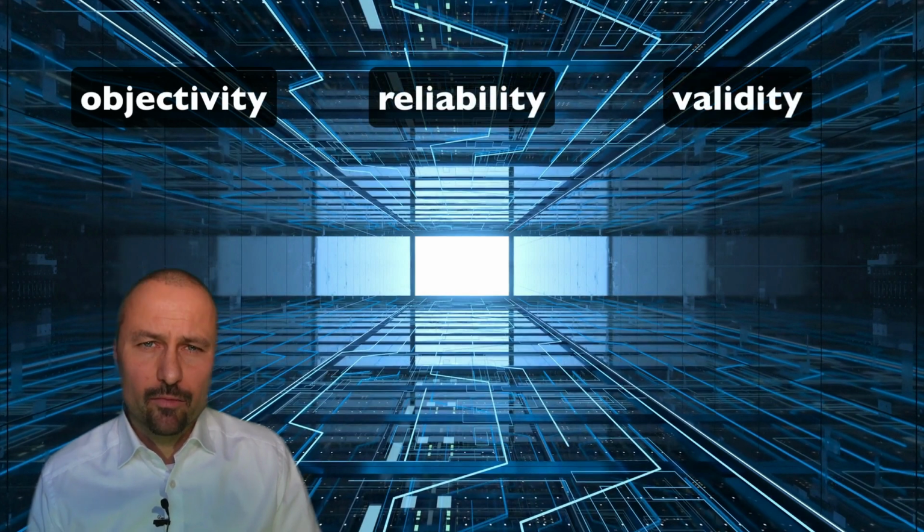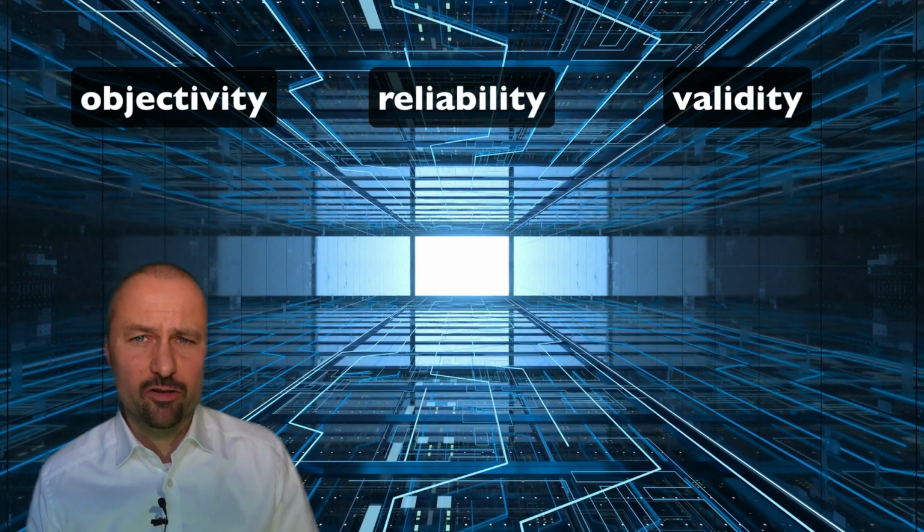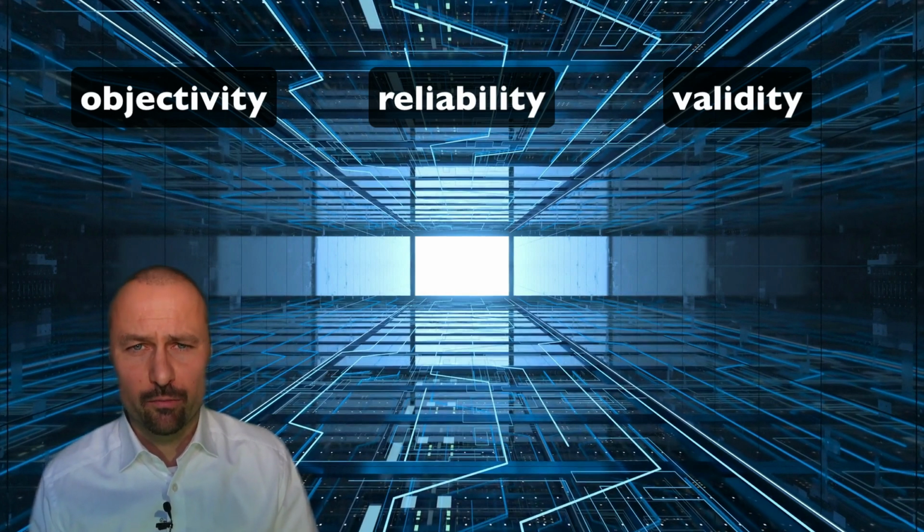Finally, let's talk about three key concepts in statistics: that our data is objective, reliable, and valid. Objectivity means that the research is free from bias. Reliability means that the research is consistent and produces the same results when repeated. And finally, validity means that the research measures exactly what it is supposed to measure.